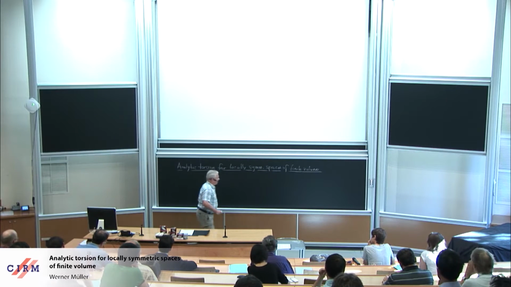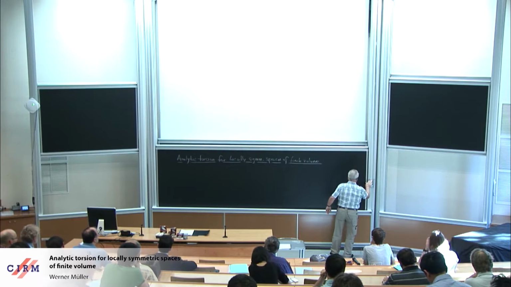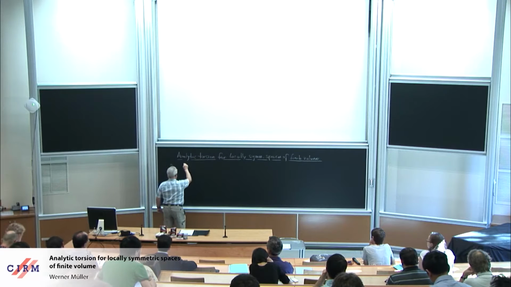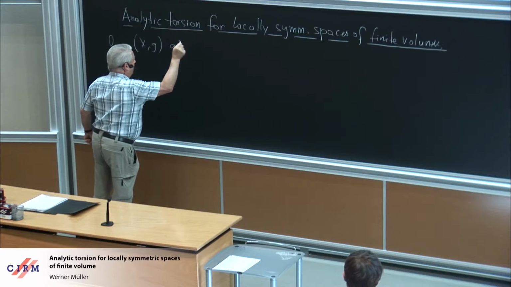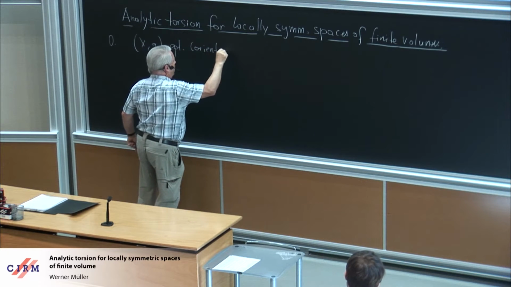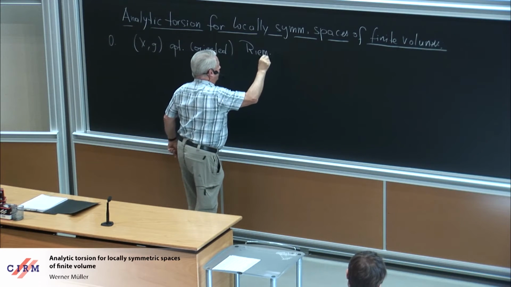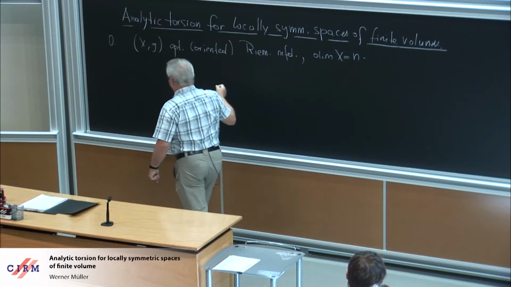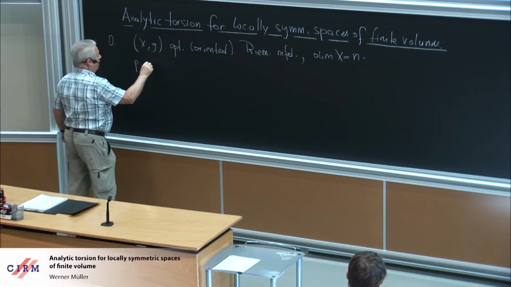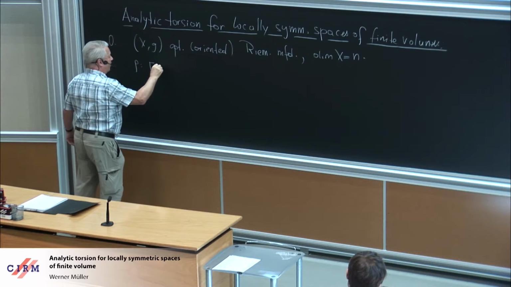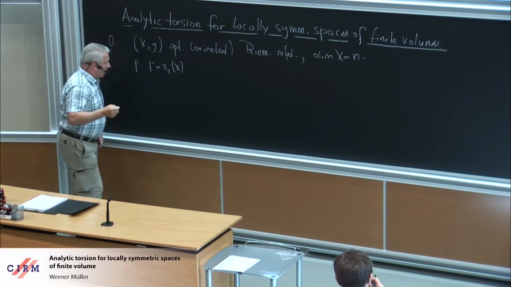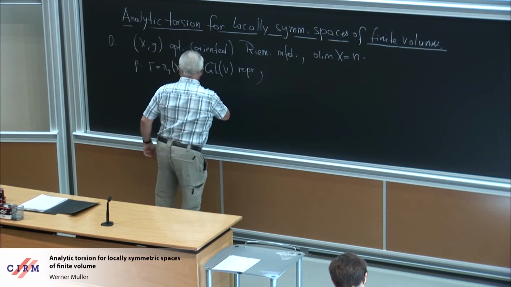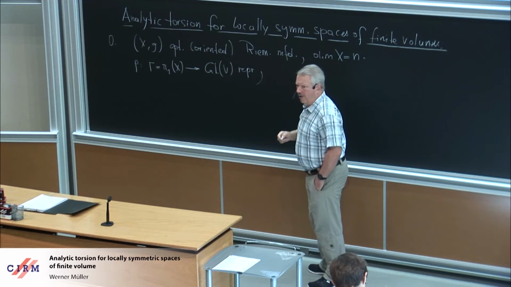To begin with, let me briefly recall the definition. The setup is as follows. We consider a compact oriented Riemannian manifold, dimension n, and a representation of its fundamental group, which for simplicity I will denote just by gamma. So this is the fundamental group of our manifold, and we consider a finite dimensional representation of the fundamental group on a real or complex vector space.